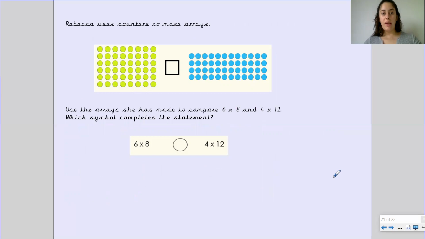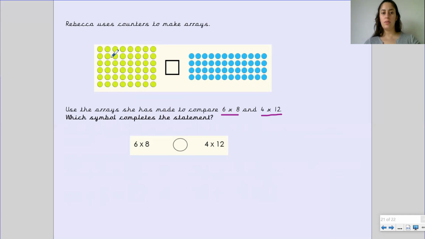Okay. So, Rebecca uses counters to make arrays. Use the array she has made to compare 6 times 8 and 4 times 12. So let's just make sure that these number sentences represent the arrays shown. So 6 times 8. So we may have 6 rows or 6 columns. Let's double check which one it is.